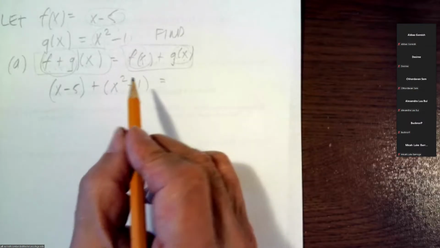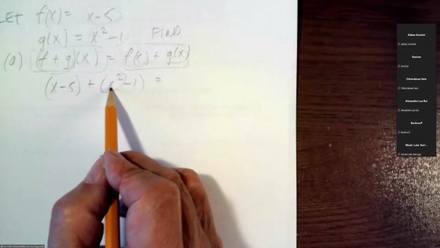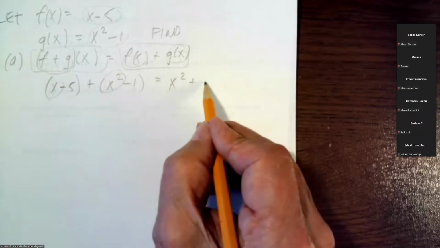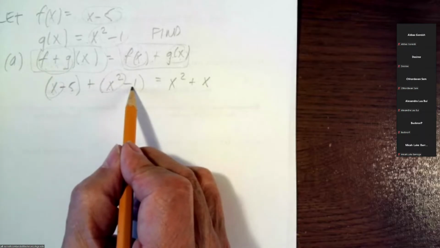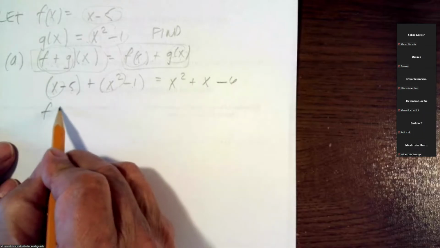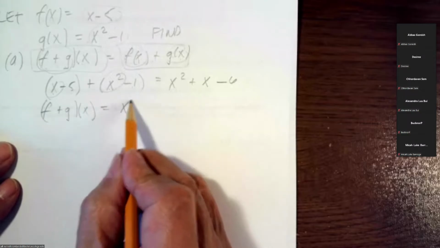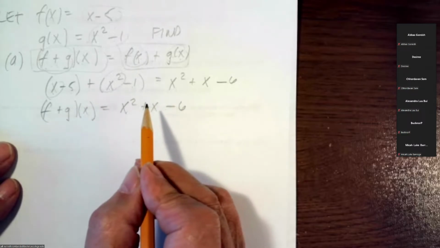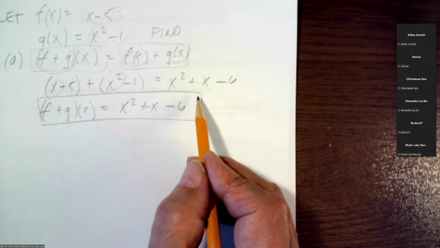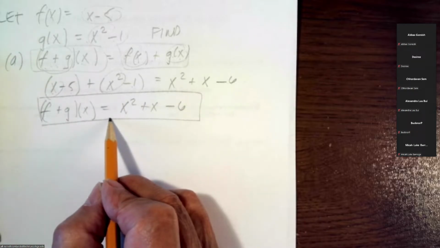Okay, so now if we combine those and keep in mind what the exponents are, we've got how many x squares? Well, just 1. Plus how many x's? Looks like just 1. And -5, -1 gives me a -6. So we're going to say then that f plus g evaluated at x looks like x squared plus x minus 6. So that's what that function would look like once we combine those functions, add them together.